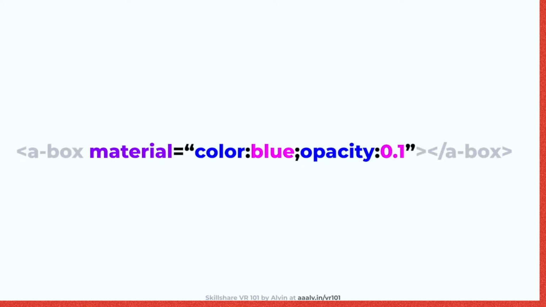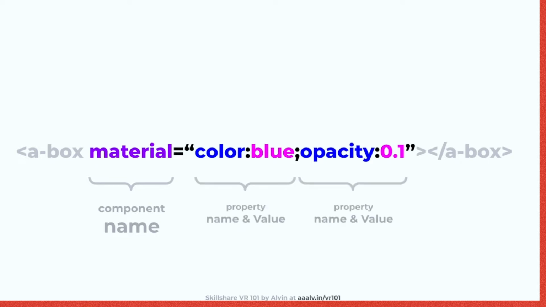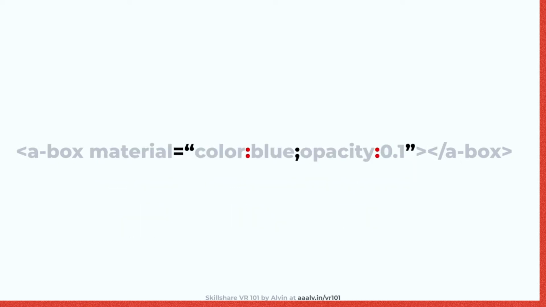Here is a component that we haven't seen before, called material. Material is what's called a multi-property component because it supports multiple properties, like color and opacity. The property names are shown here in blue. Like before, the values are shown here in pink. Notice that to separate property names from property values, we use colons denoted in red. To separate properties from each other, we use semicolons denoted in red. We're now going to use multi-property components to change the color of the sky.